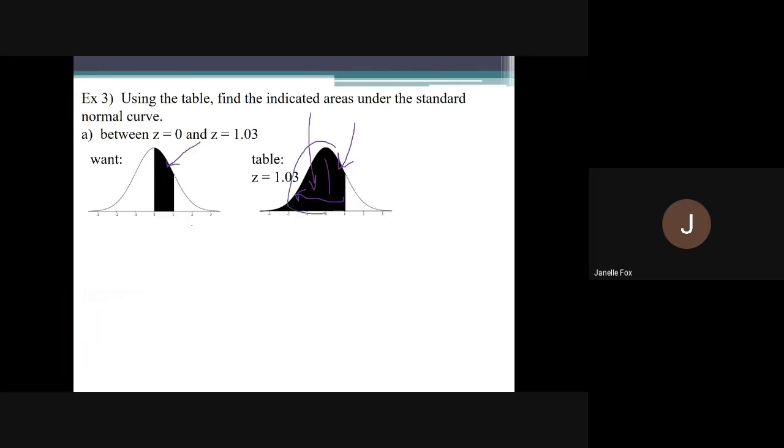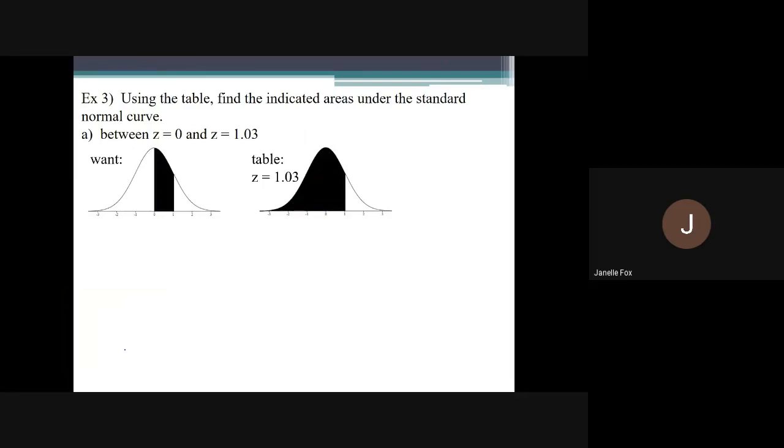When I get the number from the table of all of this area right here, I'm going to have to do something with it to get it to be this guy over here. Okay, so we're going to talk about that in just a second. Let's go to our table. When I look at my table, I'm literally going to look at it right now.